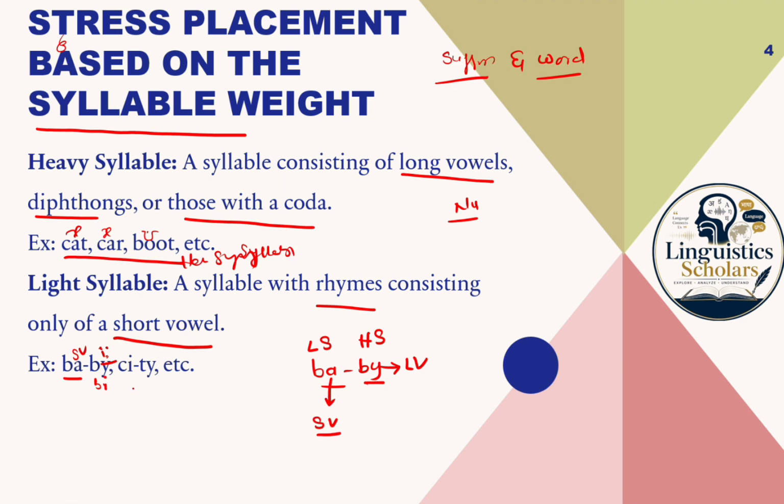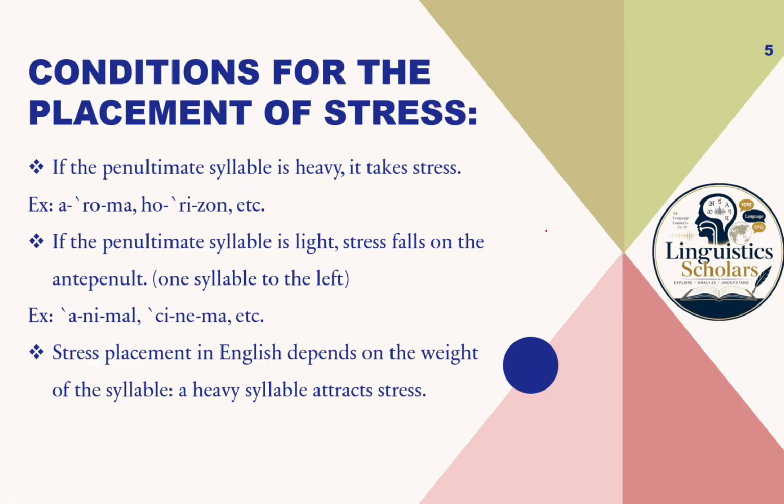And it is the same with the word city. City has two syllables, "ci" and "ty". The first has a short vowel, so it is a light syllable, and the second has a long vowel, so it is a heavy syllable. Clear?